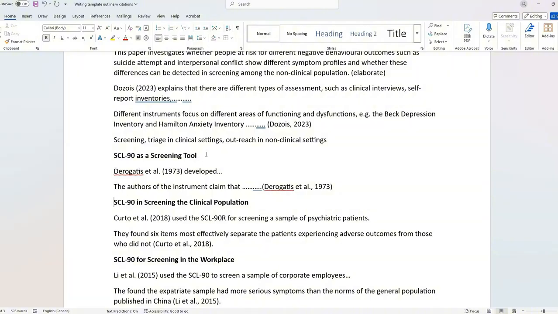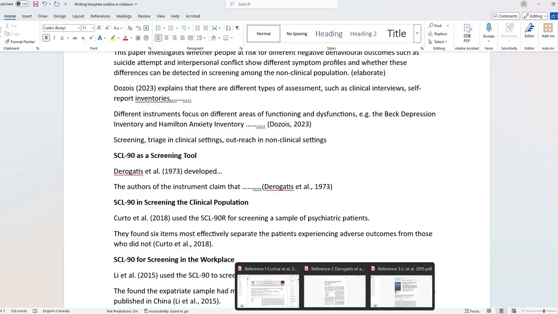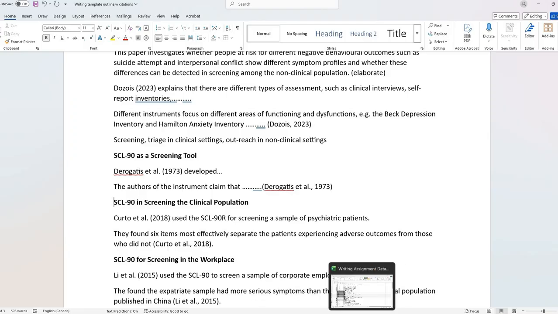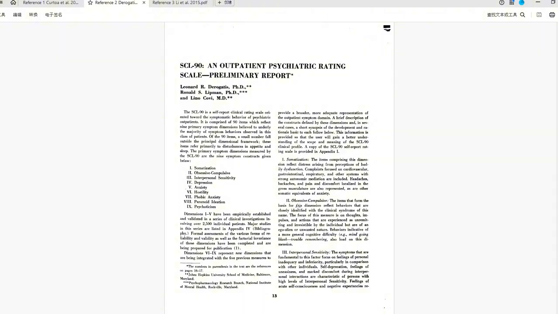In this section, under this second level, level 2 heading, I talk about the scale. I talk about the SCL-90, and now you need to refer to the article. Where's my SCL-90 article? This article is posted in the eLearn course portal. Here, this article explains the SCL-90.